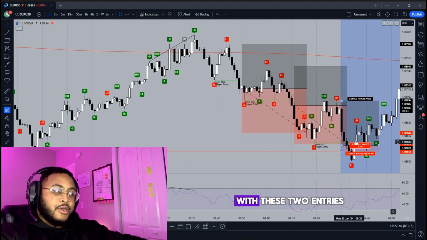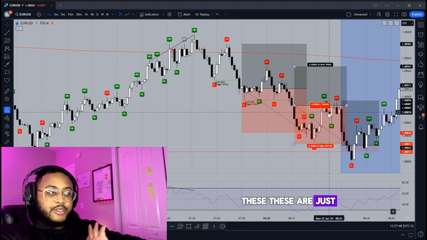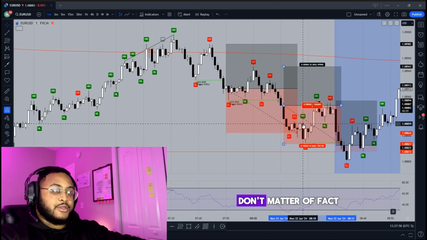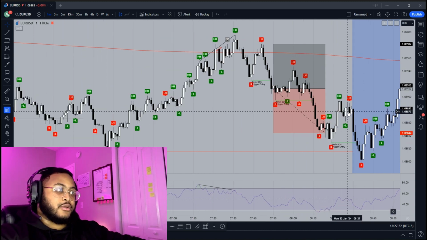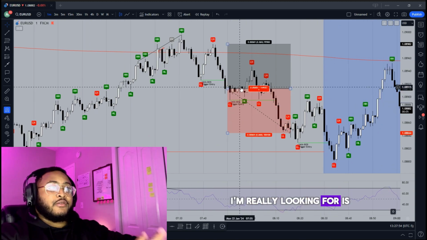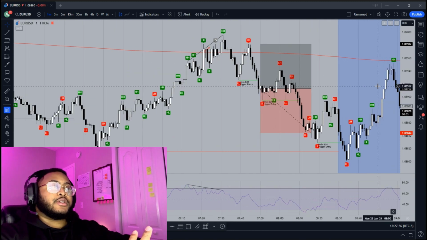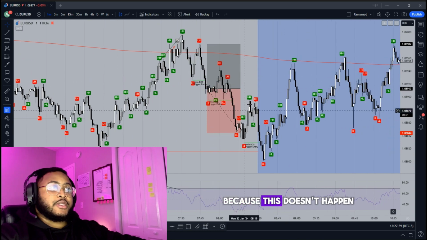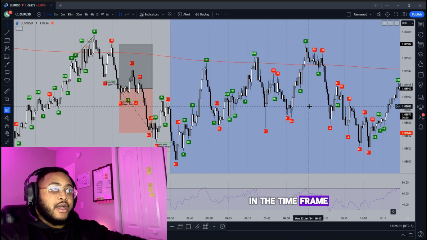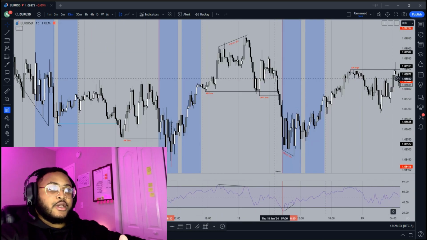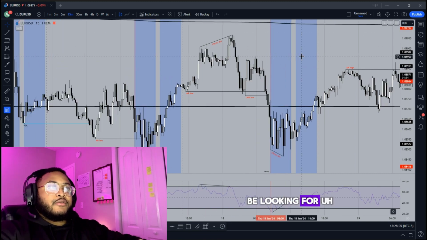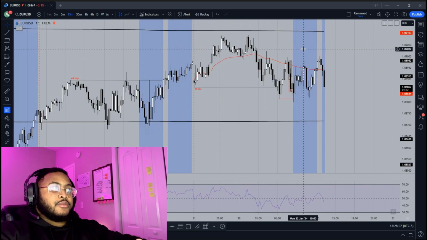Don't get too concerned with these two entries. These are just things that I'm placing on my charts. The main thing that I'm really looking for are these single entries. But like I said, because this doesn't happen in the time frame that I'm getting to the charts, I'm not really going to be looking for other entries.